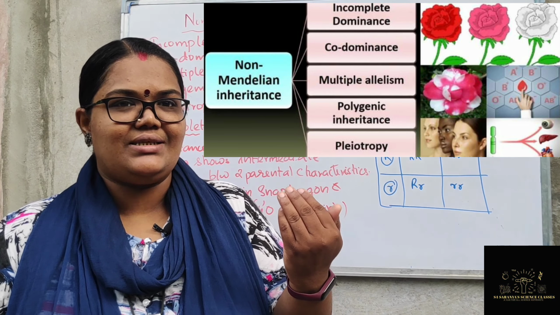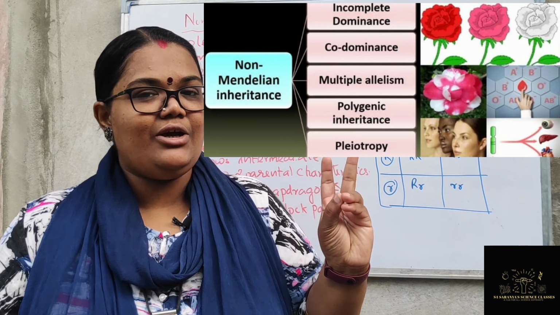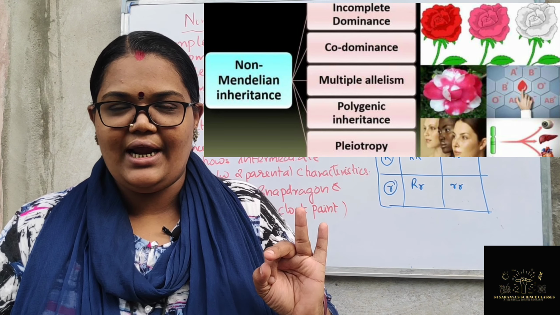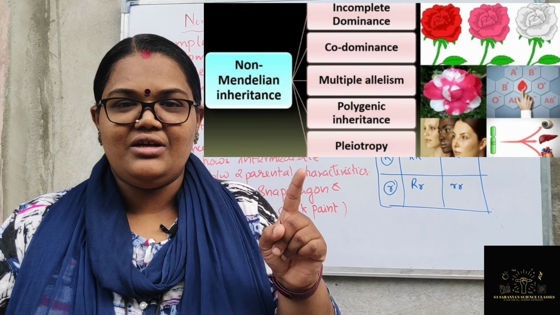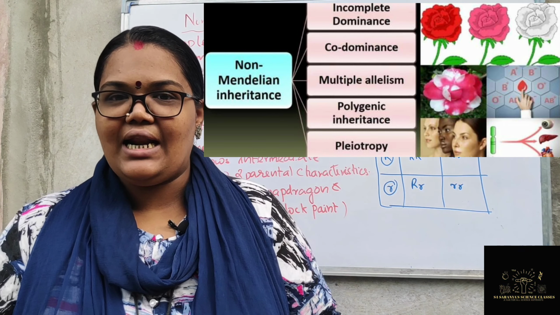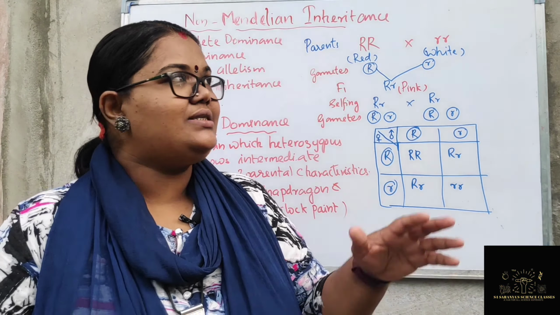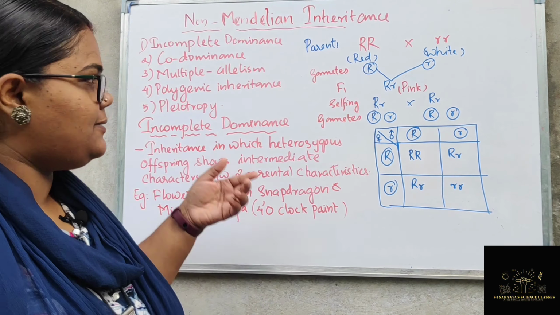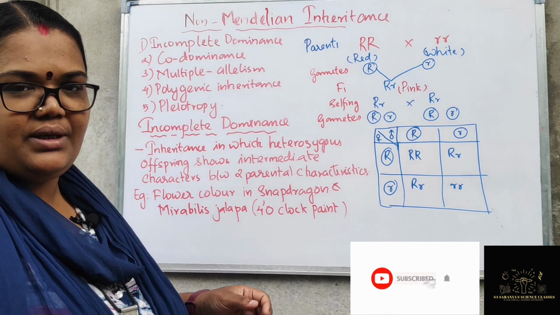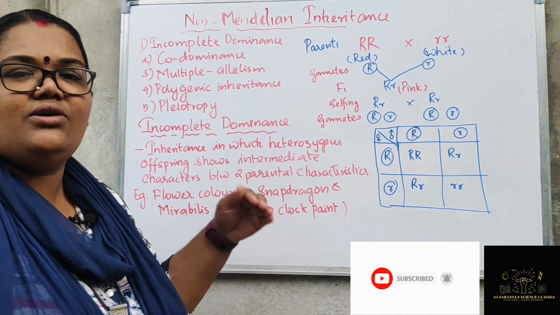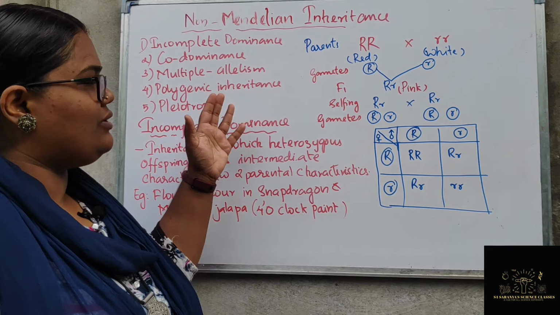But consider the blood group of human beings. We have A group, B group, and we have AB also. According to Mendel it must be A or B, and there would not be any AB, but it's not like that. So there are some other inheritance patterns also: incomplete dominance, co-dominance, multiple allelism, polygenic inheritance and pleiotropy. These are all non-Mendelian inheritance, or other types of inheritance pattern. One by one we will learn what all these are.